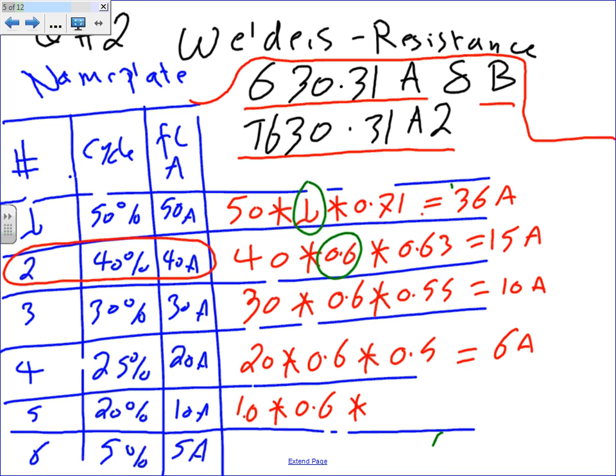The one before the last, 10 amps, multiply this one by 0.6 again, and by the cycle. The multiplier for a 20 cycle is 0.45, and that will get you a healthy 3 amps. And then 5 amps multiplied by the same 0.6, because 0.6 goes for everything except the largest, and the multiplier is 0.22, and that will get you a healthy 1 amp.